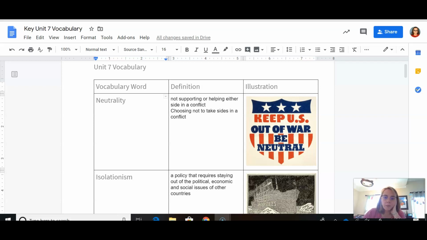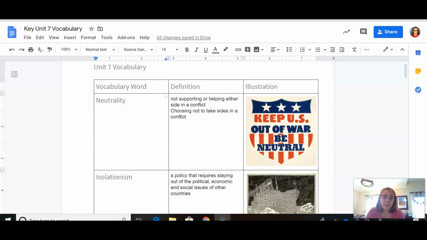Hey everybody, so I wanted to go over the vocabulary for Unit 7 just to make sure you guys have the right words. You'll see that I have put in not illustrations but pictures from online because I thought that was easier so you guys could see what was going on the screen. So neutrality, actually let me start first. All of these vocabulary words I have given you the definition and the historical context.